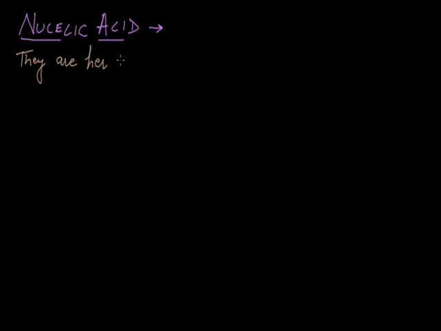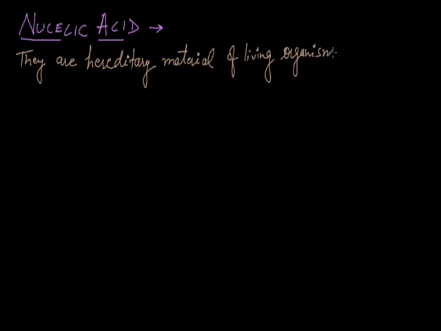Today we'll study the next biomolecule, nucleic acid. Nucleic acids are the hereditary material of living organisms. They are mainly of two types. First I am going to discuss DNA.